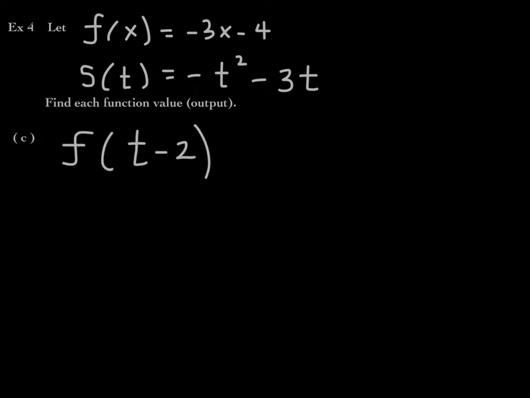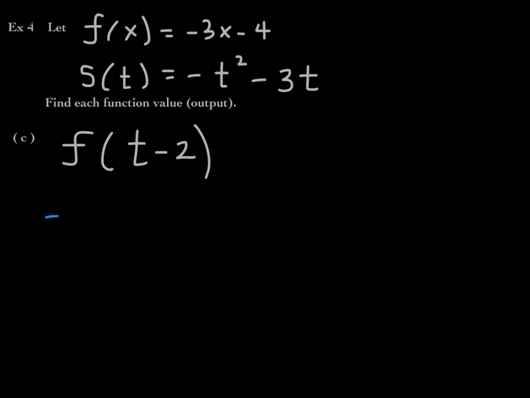Now this one looks a little different. It's f of t minus 2. This one looks different only because you're not plugging in a constant. You're plugging in an expression. But it works the same exact way. You're going to go to function f, and you're going to use t minus 2, this expression, as the input right there. All right? So it'll look like this.